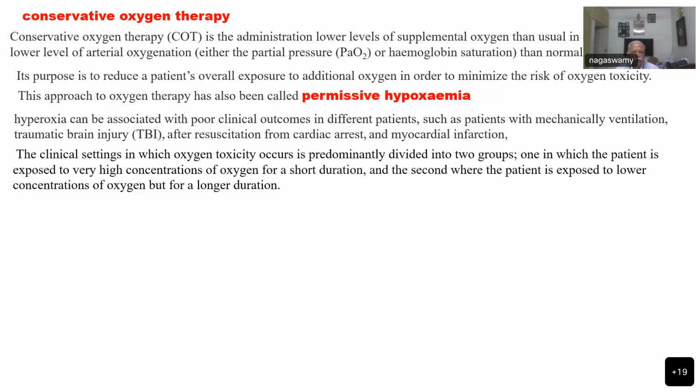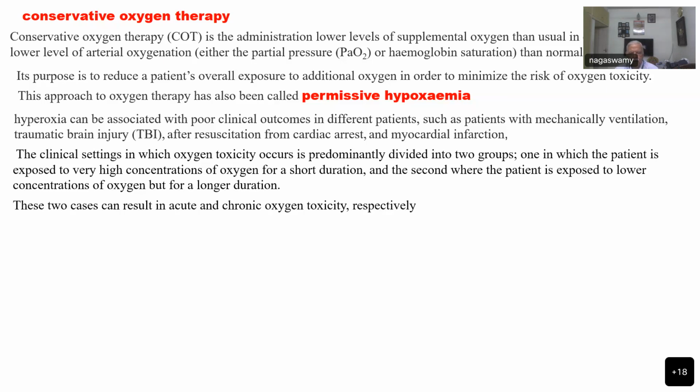In the clinical settings in which oxygen toxicity occurs is predominantly divided into two groups. One in which the patient is exposed to very high concentration for a short duration, and the second category is patient exposed to lower concentration for a longer duration. So these are the two types of patients they studied. So the two cases can result in acute and chronic oxygen toxicity respectively.